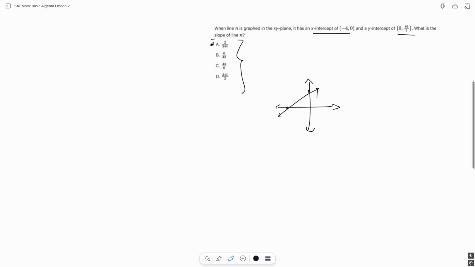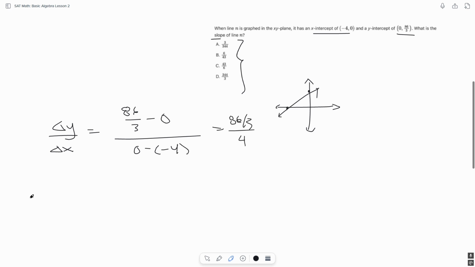But in order to find the slope, change in y over change in x, right, we can do 86 over 3 minus 0, so it'll just be 86 over 3, but for the sake of clarity, I'll do this. And then you have 0 minus negative 4, so you have 86 thirds over 4. And as some of you may know, when you divide by 4, it's the same thing as multiplying by 1/4. So you'll get this to 43 because of simplifying, so you get 43 over 6, and that'll be C. Pretty quick, right? Hopefully the rest of these will go by quick, or I can explain them quick.